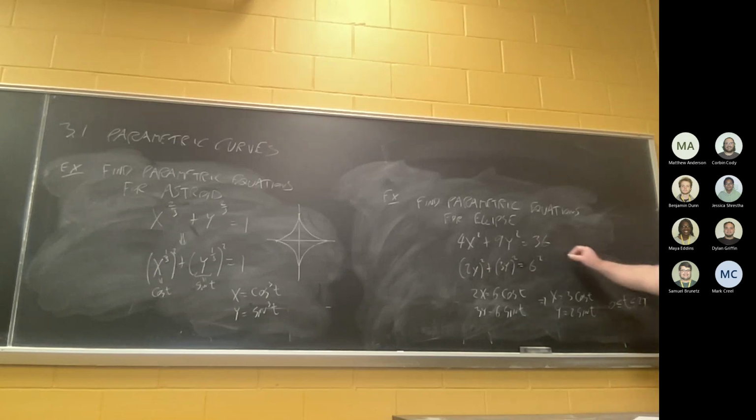I could have written this as 2x over 6, the whole thing squared, plus 3y over 6, the whole thing squared, is equal to 1. And that'd be another way to arrive at the same conclusion. Okay, any questions about this one?